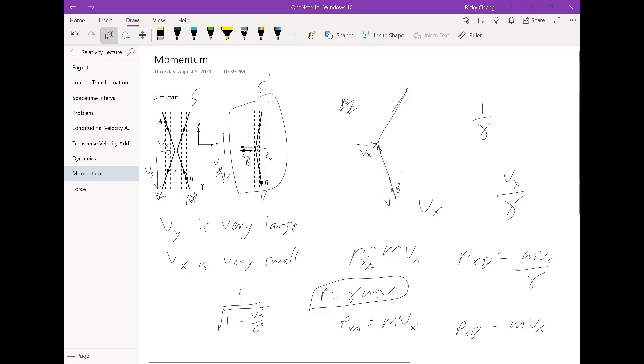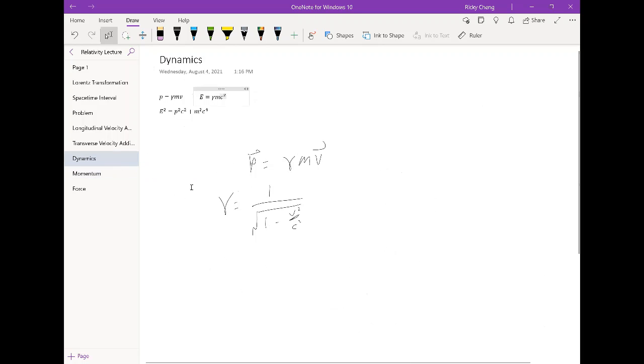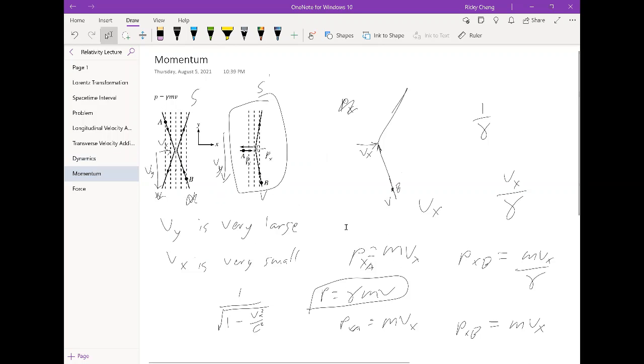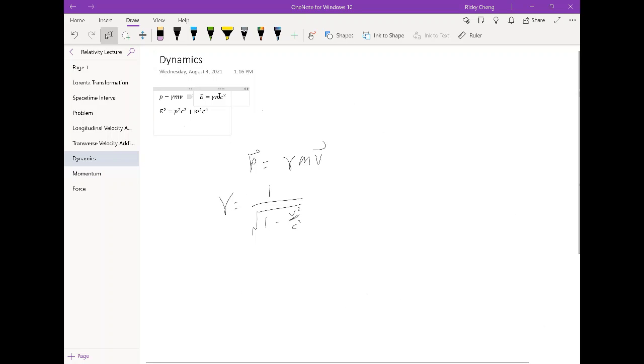So yeah, this was just an interesting, very classical thought experiment to demonstrate why this could be the momentum. So, are there any questions about this? Okay then. Let's go back to dynamics.